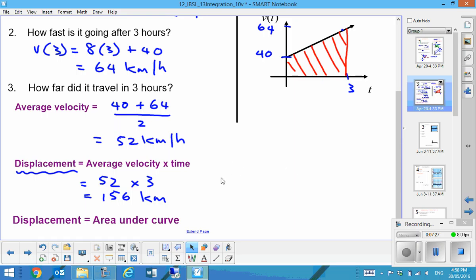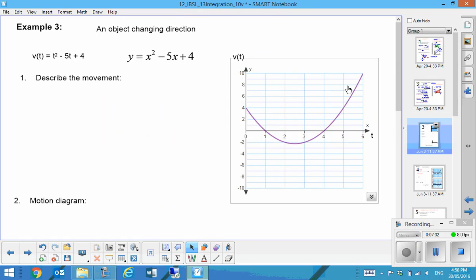And areas can be worked out using geometry. Let's now step it up one bit further. So now we've got an object which has a quadratic equation for its velocity. And if you remember back to when we were doing differentiation and looking at movement, if the velocity is like this function, t squared minus 5t plus 4, so I've just done it like this so I can graph it on here. So what's actually happening to our particle?